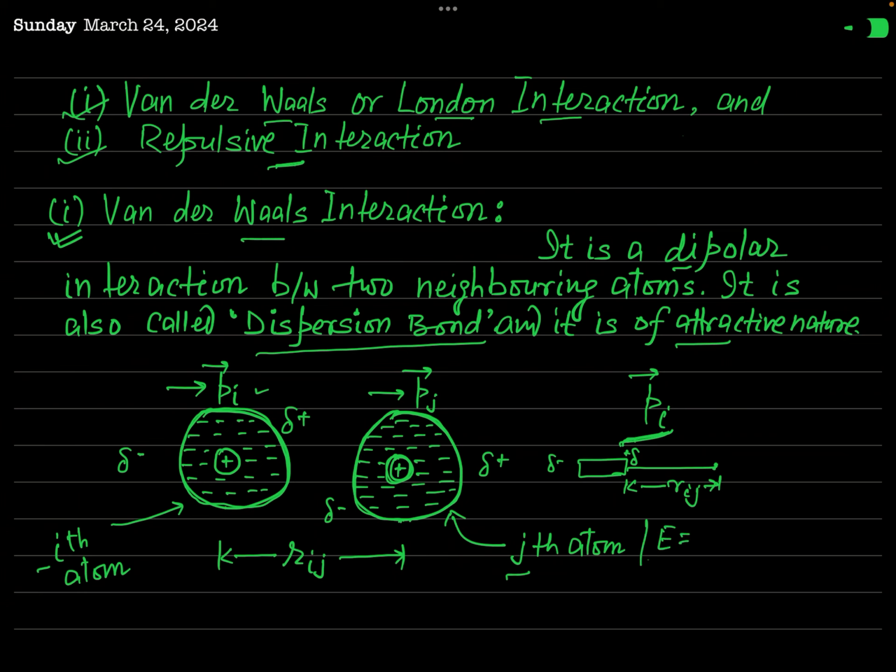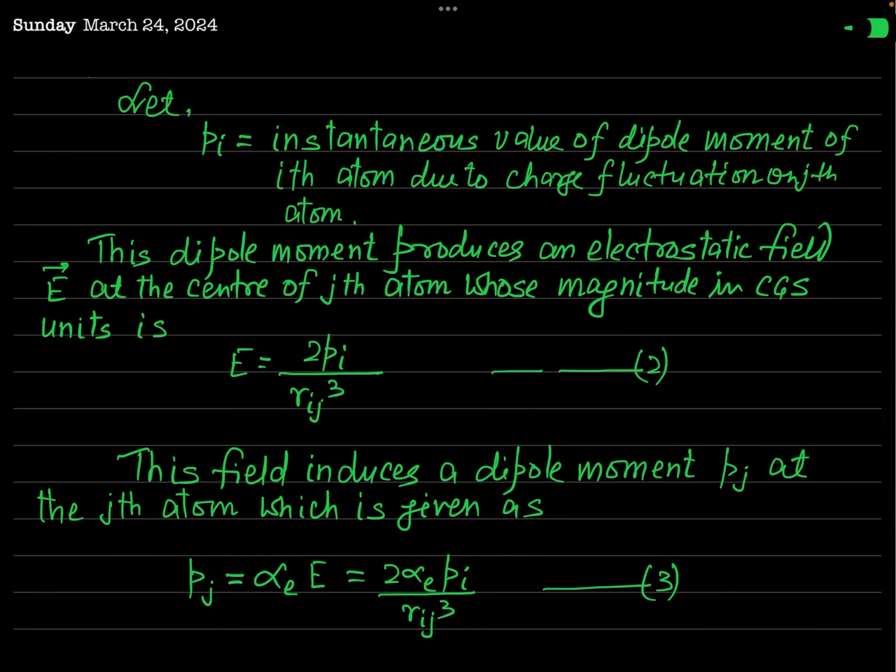Actually, the magnitude of the electric field is given like this. This is 1 over 4 pi epsilon naught, 2p over r cube. This is the expression in SI unit. But here we will make our calculation in CGS unit. So when we adopt CGS unit, we will omit this factor 1 over 4 pi epsilon naught. And in the place of p there will be Pi, and in the place of r there will be Rij.